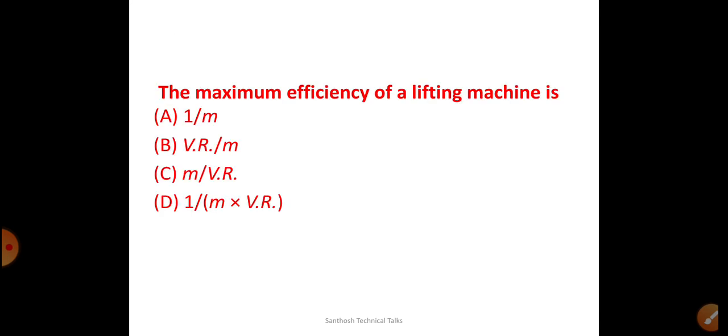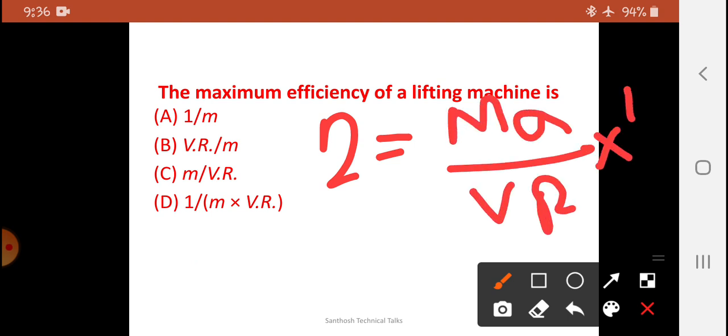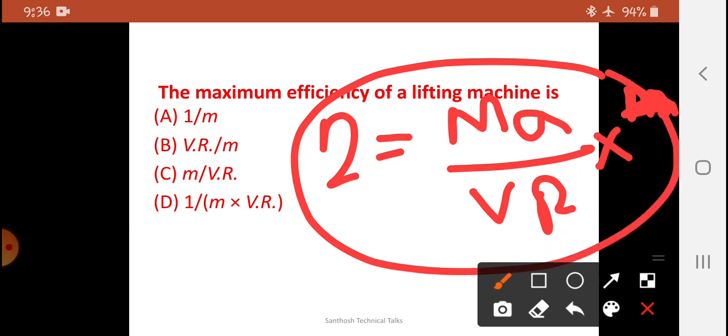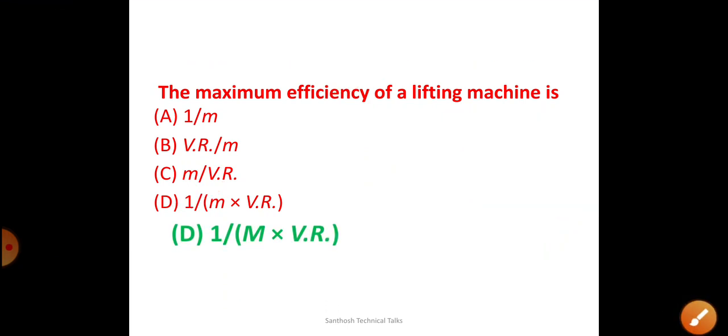And next, the maximum efficiency of a lifting machine. The efficiency of the lifting machine is mechanical advantage divided by velocity ratio. Whereas the maximum efficiency in this case, option D is the correct answer, where the inverse of the product of mechanical advantage and velocity ratio will give the maximum efficiency of the lifting machine.